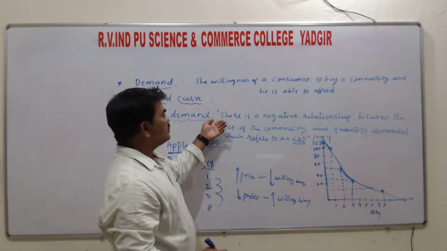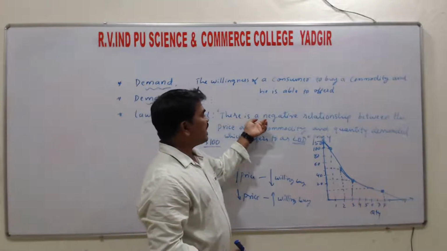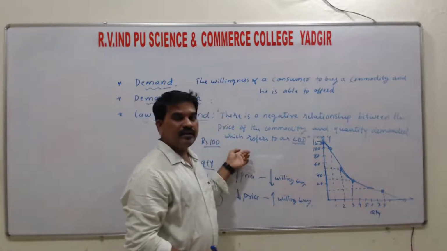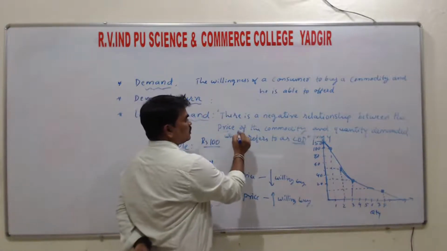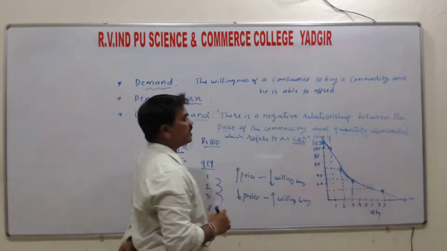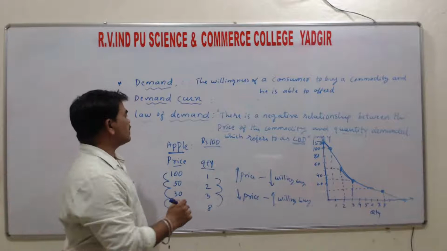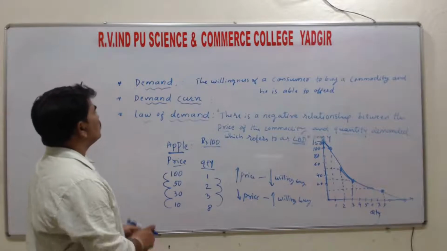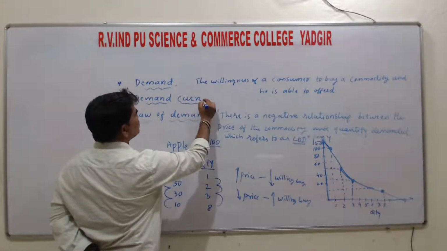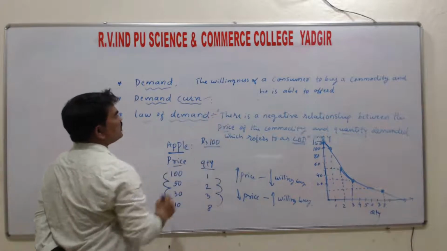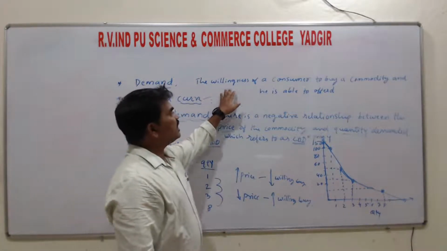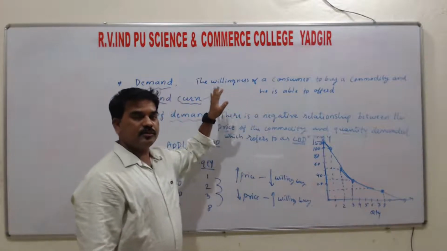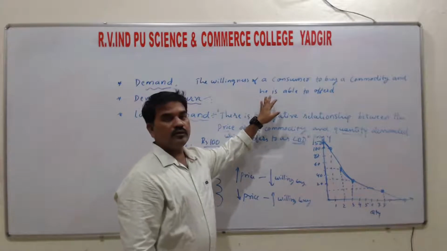I repeat, the law of demand means the negative relationship between the price of the commodity and quantity demanded. We can call it the law of demand. Right? Now, we know what we mean by demand, what the demand curve is, and what the law of demand is. Demand is the willingness of a consumer to buy a commodity, and he should be able to afford it. It should be willingness as well as ability to afford that product.